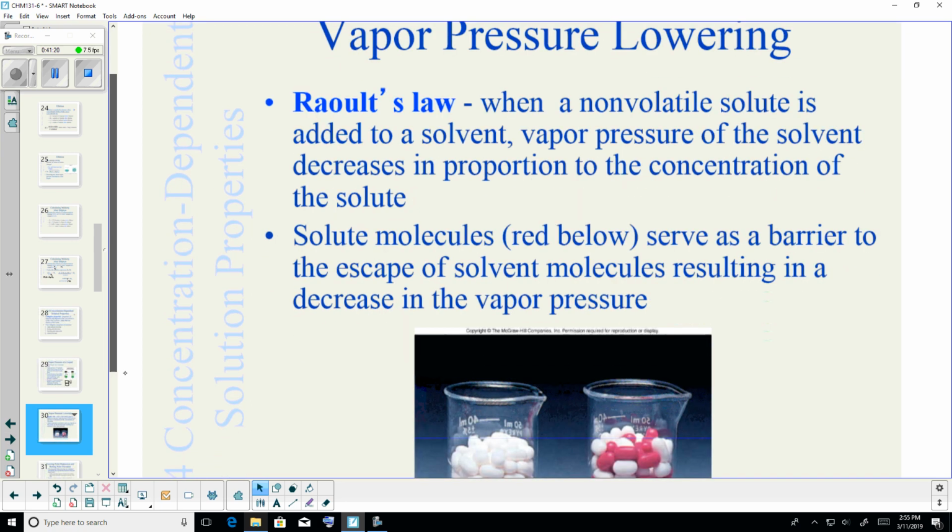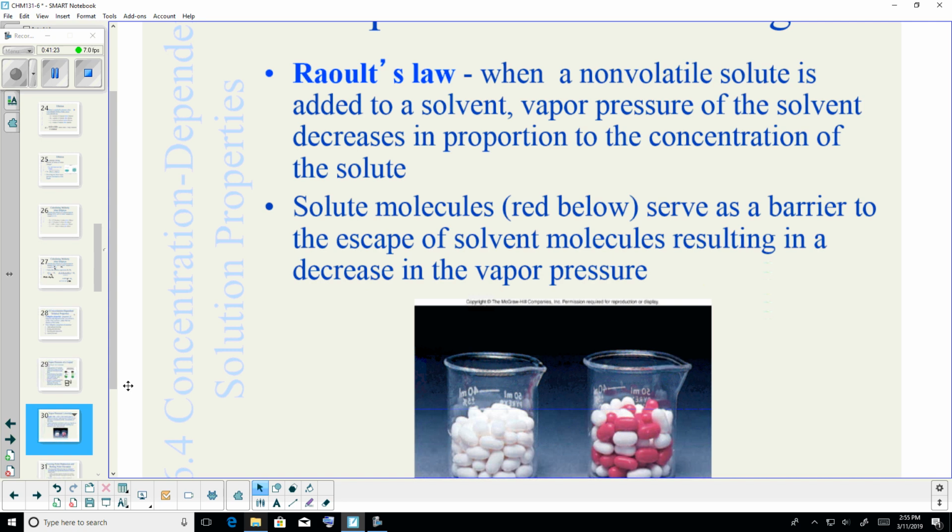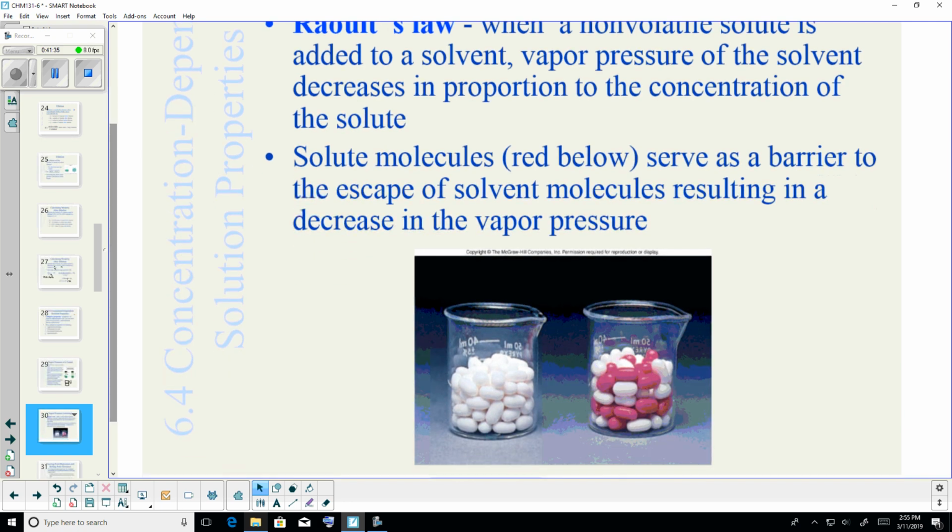So when you add a non-volatile solute, something that isn't volatile like salt or sugar, the vapor pressure of the solvent decreases in proportion to the concentration of the solute. The solutes are the red pellets there. They serve as a barrier to the escape of the solvent molecules. So you have a decrease in the vapor pressure. They can't come out as much.